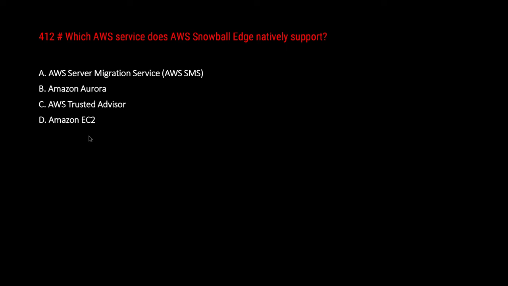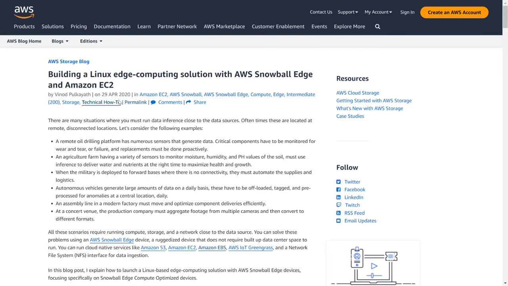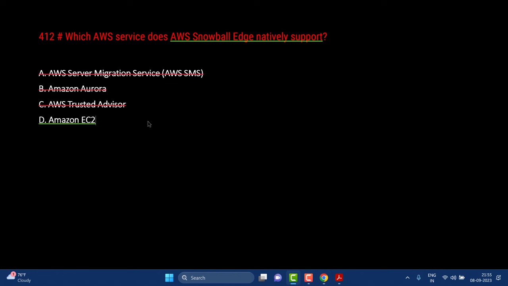Which AWS service does AWS Snowball Edge natively support? You can install a couple of services on top of an AWS Snowball Edge device, and it's none of these. You can install Amazon EC2. Here is a documentation for that: Building a Linux edge computing solution with AWS Snowball Edge and Amazon EC2. Read this, you will understand how you can install Amazon EC2 on top of Snowball.